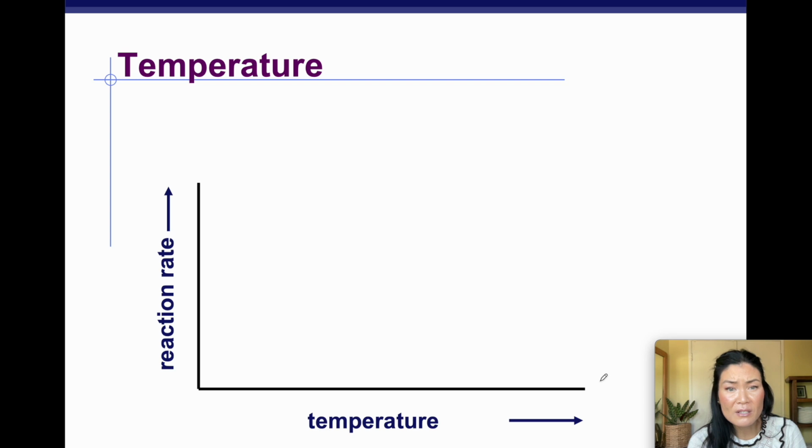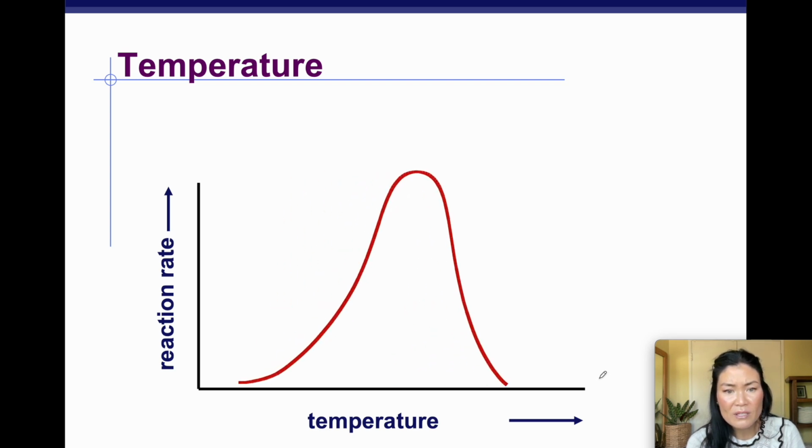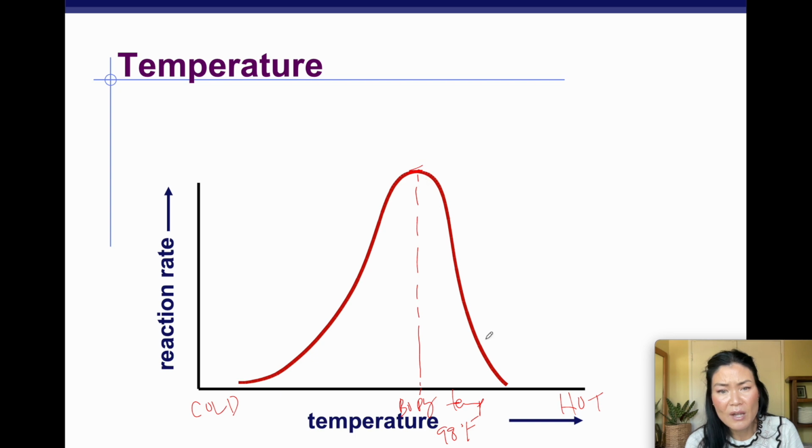With temperature, the graph is going to look very different. This is what the graph looks like for enzyme activity in regards to temperature. This is very cold, and this is very hot. As temperature increases, as it's getting warmer and warmer, the reaction rate increases, and it's at its maximum at a specific temperature. If this is an enzyme in our body, at 98 degrees Fahrenheit, the reaction rate is at maximum, but then there's a steep drop off. As it gets really hot, the reaction rate decreases very steeply.